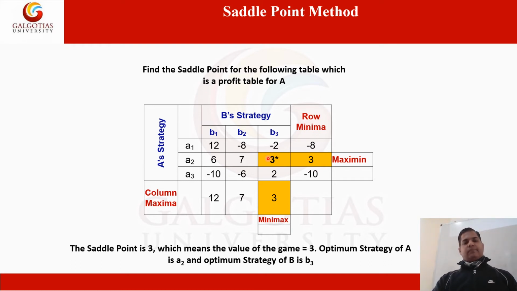That means when this game is over, A will get a profit of 3 and B will suffer a loss of 3. The optimum strategy for A is A2, because the saddle point lies in A2, and the optimum strategy for B is B3. So this is the solution with a saddle point.